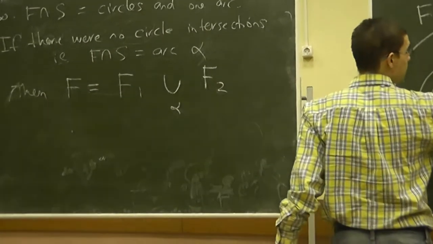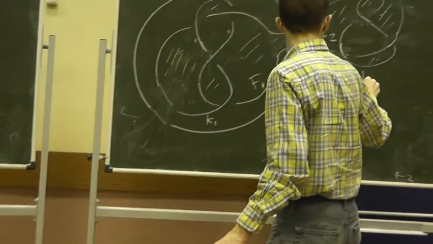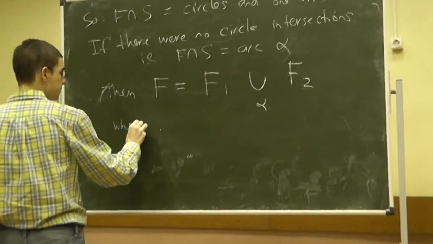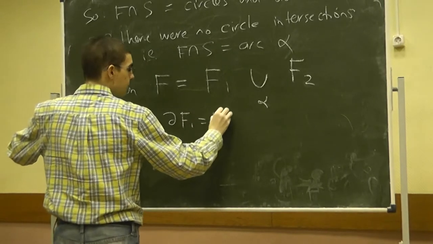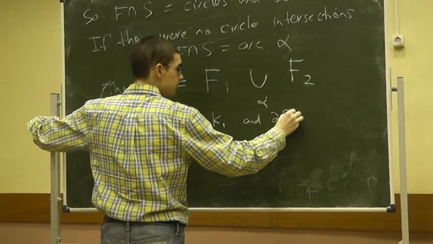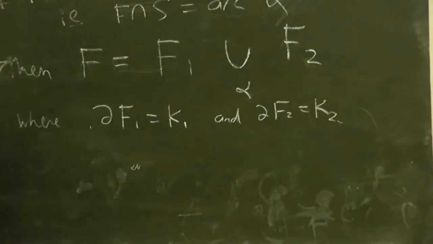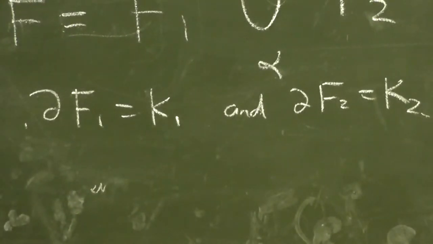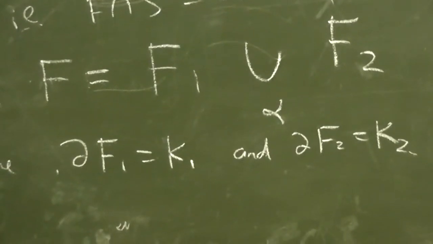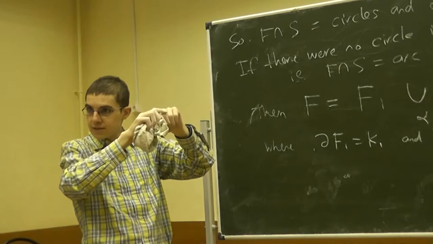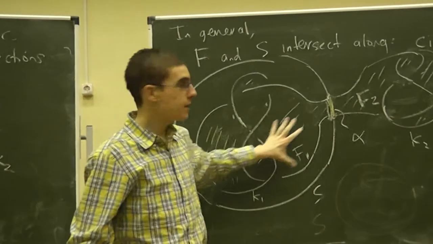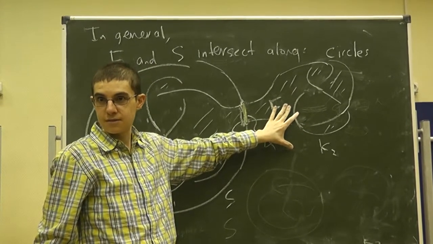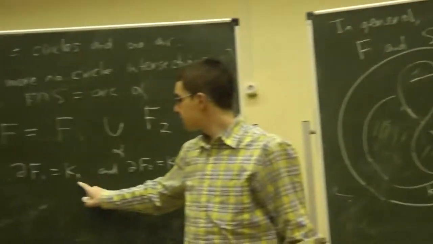F1 would bound the first knot, the knot inside the two-sphere, and the second piece would have boundary the second knot, where the boundary of F1 is K1 and the boundary of F2 is K2. So if we have a two-sphere that intersects the surface in two points, then we can take the surface inside the two-sphere and outside the two-sphere, and those would each give us Seifert surfaces for the two pieces of the knot. Is that okay so far? Okay, so now these are Seifert surfaces for the two pieces.